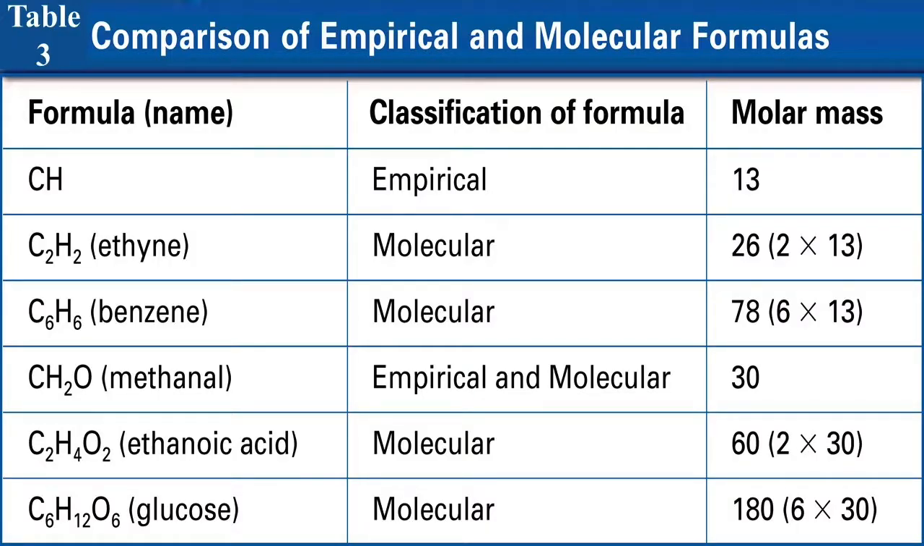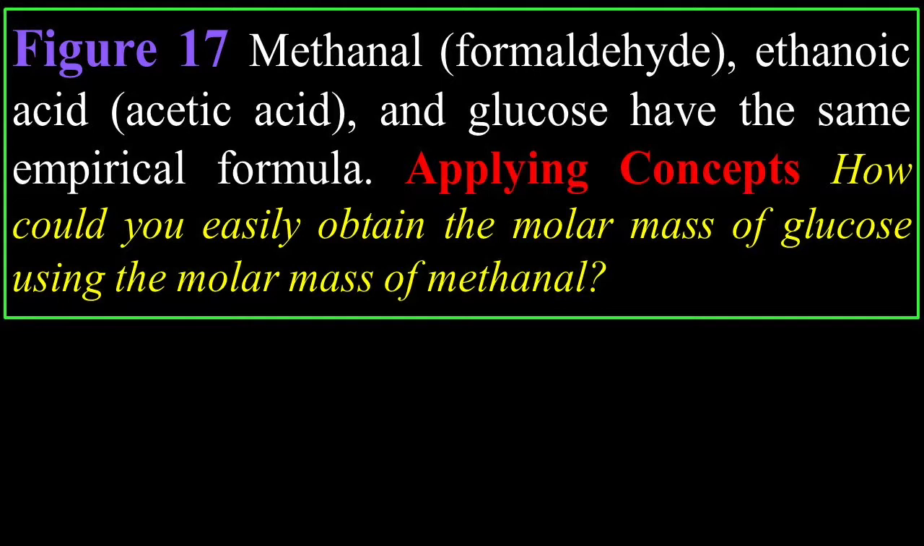So here I have formula, classification, and molar mass. The molar mass of the empirical formula CH is 13. Benzene is going to be 6 times 13, so the multiplier would be 6. So you multiply CH by 6, you get C6H6. Methanol is going to be 30. Glucose is 6 times 30. So you're going to multiply everything by 6. Methanol, formaldehyde, ethanoic acid, acetic acid, and glucose have the same empirical formula.